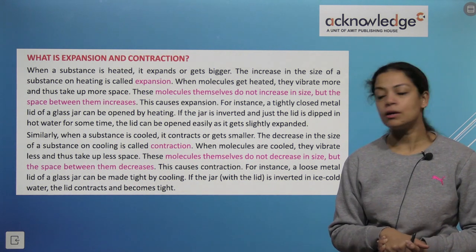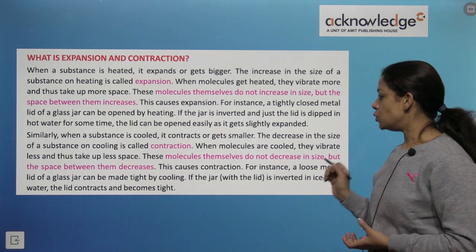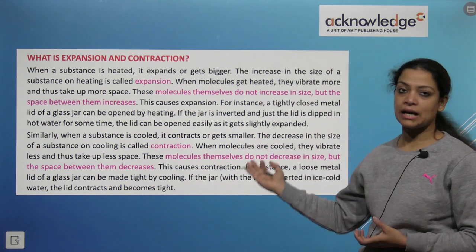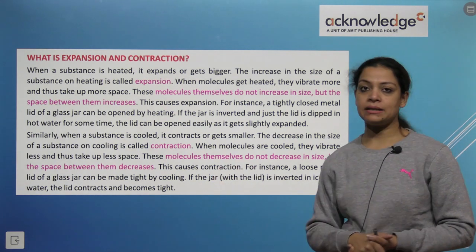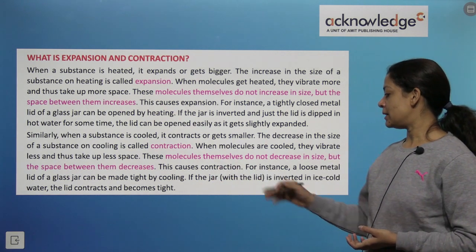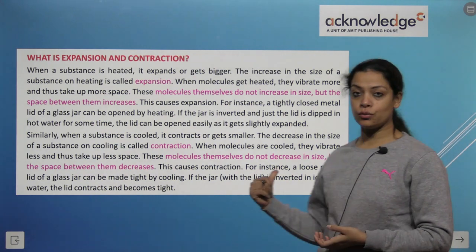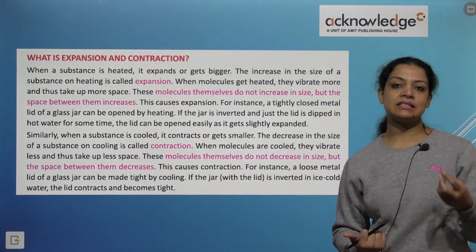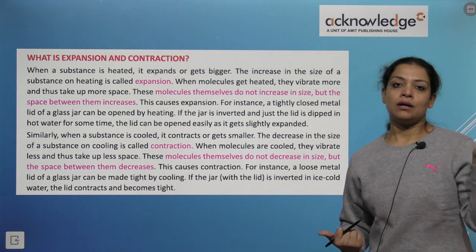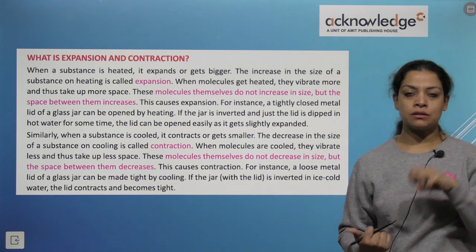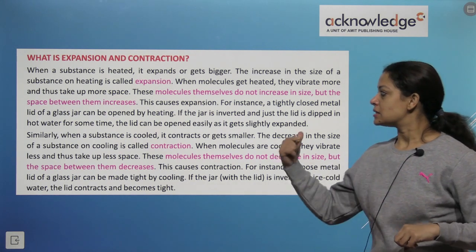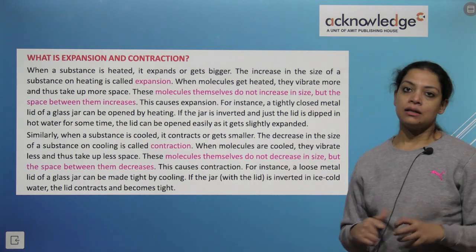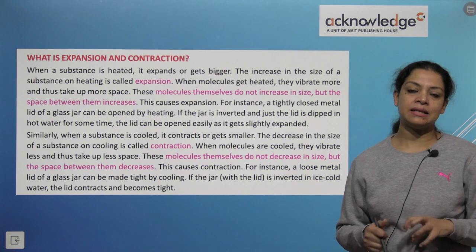This phenomenon is contraction. So for example, a loose metal lid of a glass jar can be made tight. Now this is the opposite of what we had done before. This can be made tight by the cooling process. If the jar, the lid is inverted in ice cold water, the lid contracts and it becomes tight. So now you can see that one same thing we can change from one state to another by condensing and melting. Similarly, by expansion and contraction processes, we can loosen or even make things tighter.